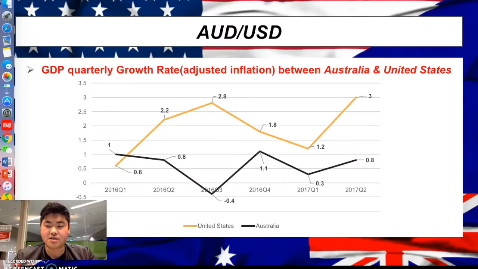Next is the AUD against USD. First, we will focus on the economic growth rate between last year and this year. According to the data of the RBA and the Federal Reserve System of the US, the overall economic performance of the US represents a leading trend compared with the economic growth rate of Australia from Q1 in 2016 to Q2 in 2017. Only in Q1 2016 did Australia overstep the growth rate of the US, with a difference of 0.4 between the two nations.